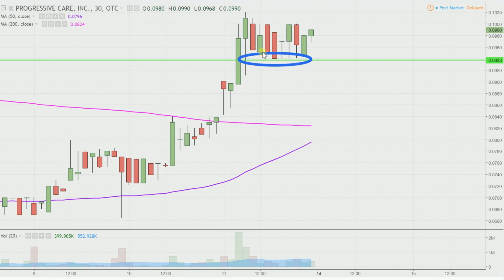Now, don't get me wrong, though. If the price falls below 0.094, by no means am I saying the entire chart's ruined or anything like that. But if the price can somehow manage to stay up above that level, that would certainly be a huge sign of power going forward.